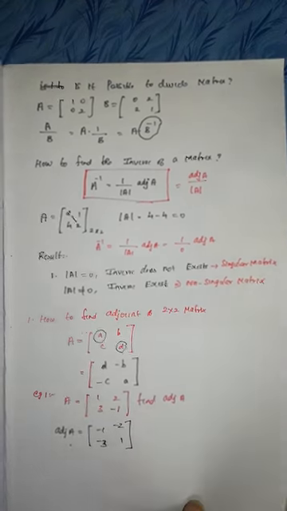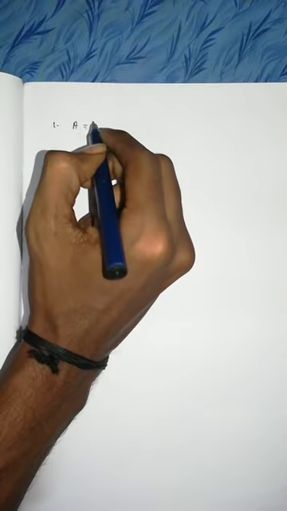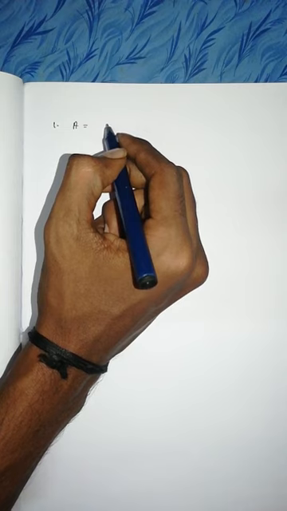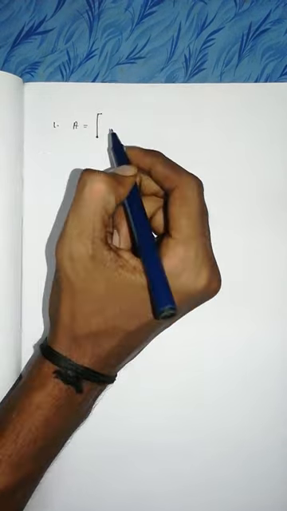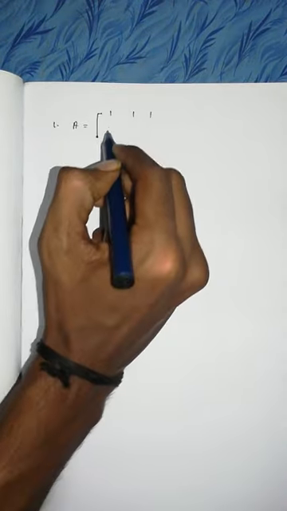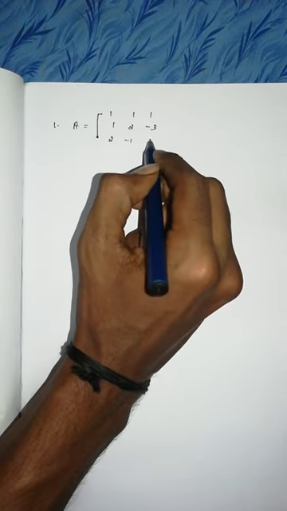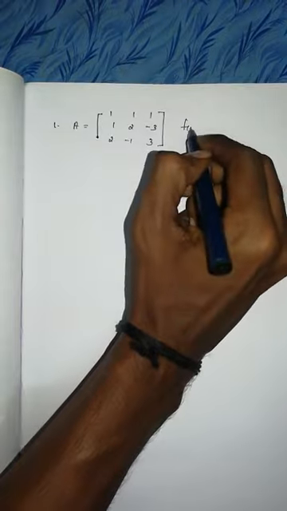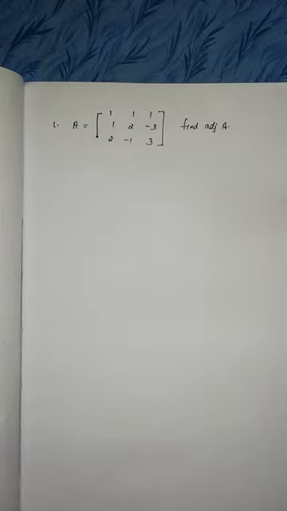Now how to find the adjoint for a 3 cross 3 matrix? This is quite tricky but very easy. I will give a shortcut to find the adjoint for a 3 cross 3 matrix. Suppose I have matrix A as 1, 1, 1, 1, 2, minus 3, 2, minus 1, 3. Find the adjoint of A.